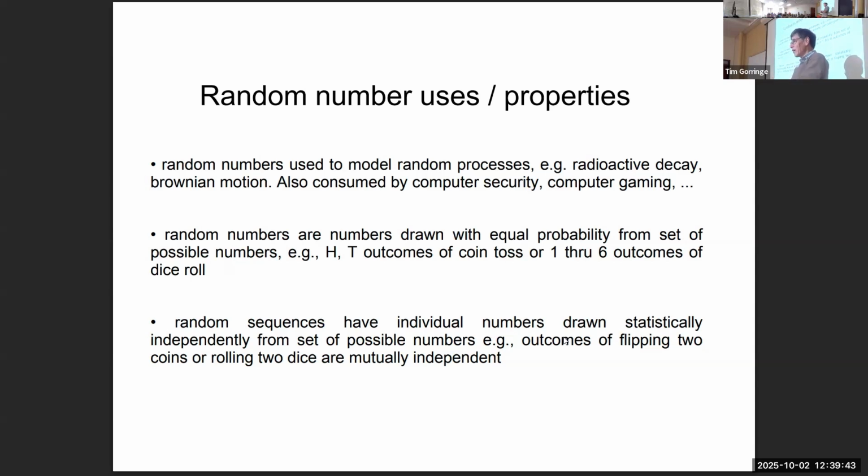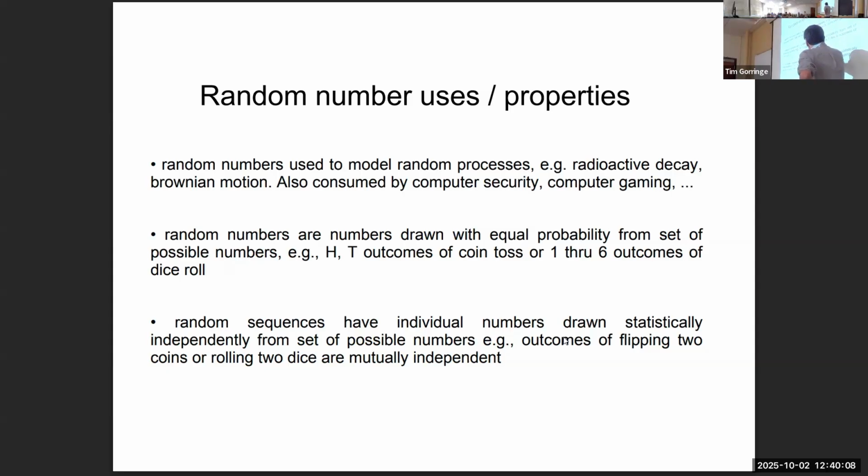Online games, online gambling are all consuming huge numbers of random numbers. So behind the scenes of the modern computing world is a modern consumption of huge numbers of random numbers. So being able to generate random numbers is big business.